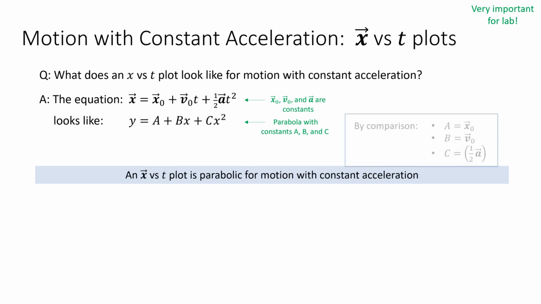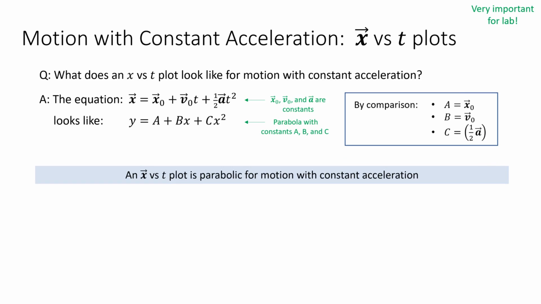Okay, and specifically we can draw some comparisons between these two equations. So if I look at these two equations, I would say that the x naught in my position versus time graph is going to play the same role as the constant a in the mathematical equation. V naught, the initial velocity, should play the same role as b. And if I look at the coefficient of the x squared, c, I expect that 1/2 a will play the same role as c in my equation here.